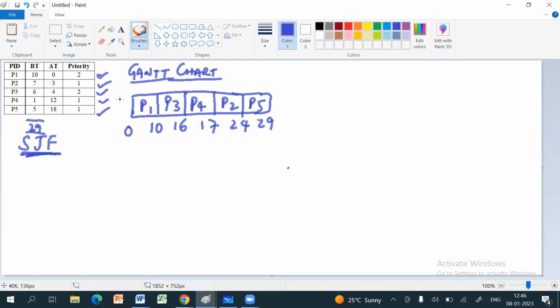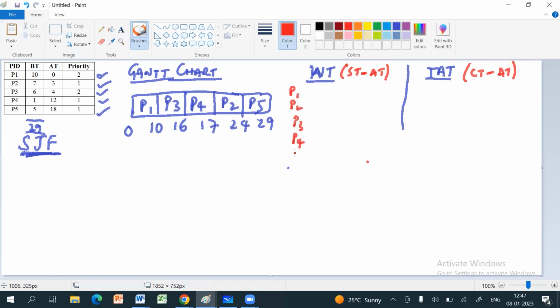Now again, we will try to compute the wait time and turnaround time, right? So let's see the wait time and turnaround time. My mistake, sorry. So wait time, turnaround time. All right. So wait time, like I said, is start time minus the arrival time, and turnaround time is completion time minus the arrival time. That's the formula we'll be using. So for each of these processes, P1, P2, P3, P4, and P5, let us try to compute the wait times.